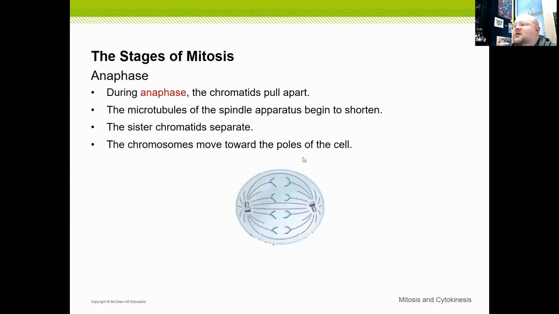Anaphase is when the sister chromatids are pulled apart. The microtubules of the spindle apparatus begin to shorten, so these little tubules shorten, which pulls the chromatids apart and towards the opposite poles of the cell. The chromatids separate and move towards each end here.